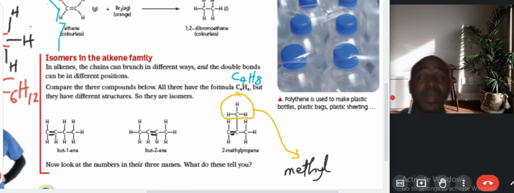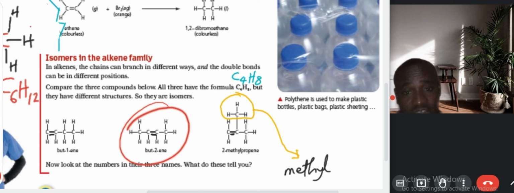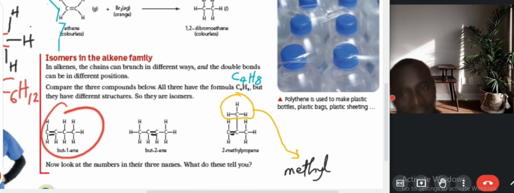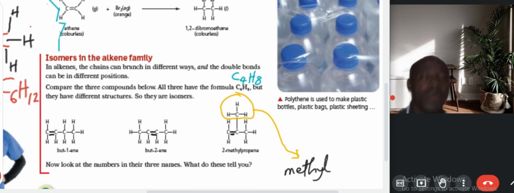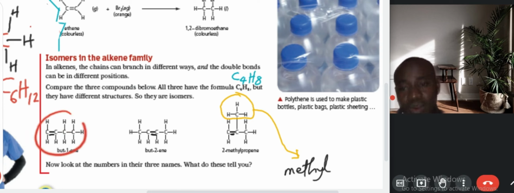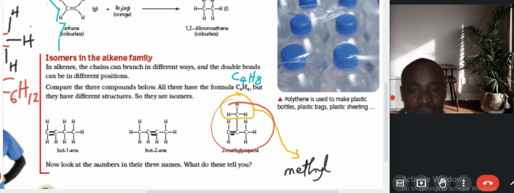Okay, because of the difference in the structure, they will have different properties. In fact, the ones with longer chains will have higher melting and boiling points because the longer chain means more attractive force between the carbon atoms. So you will require more energy to separate those atoms. And because you are going to require more energy, it means you will need to supply more heat. So it will have a higher boiling point than these branched out ones.